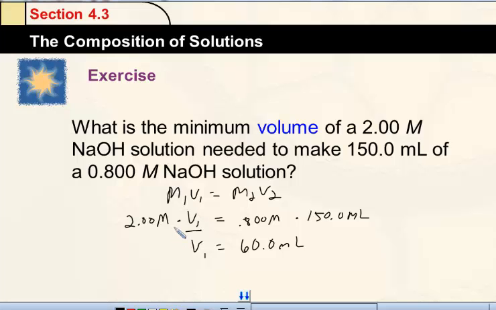So that brings us through section 4.3, and we'll be moving on to the next section, which is about precipitation reactions.